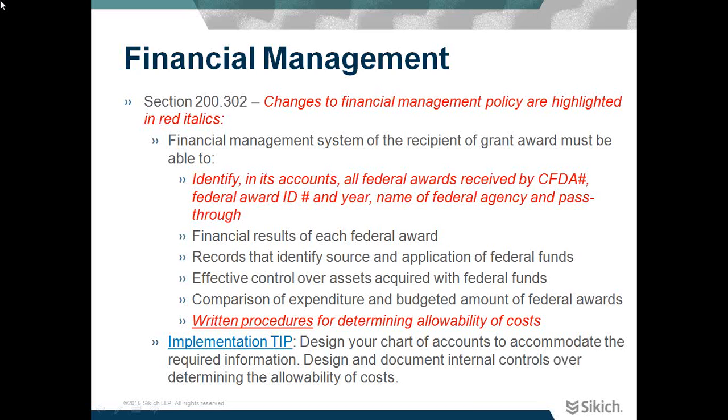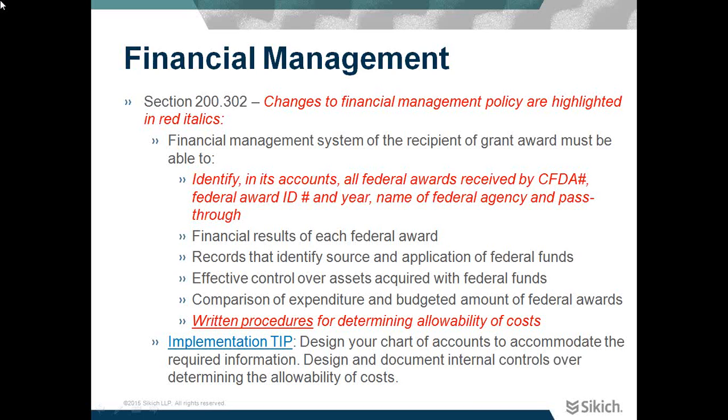They also have to, and this is not new, be able to provide the financial results for each federal award. They have to identify the source and application of the funds. They have to have effective internal control. We'll talk about internal control in a minute or two. Really, they have to have effective internal controls in place on any assets they acquire with the federal funds. Oftentimes, there has to be a comparison of expenditure and budget. Typically, when a subrecipient or a pass-through submits a budget to receive federal funds, they have to be accountable for how they spent according to that budget.